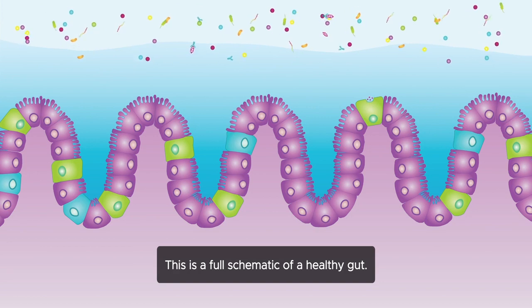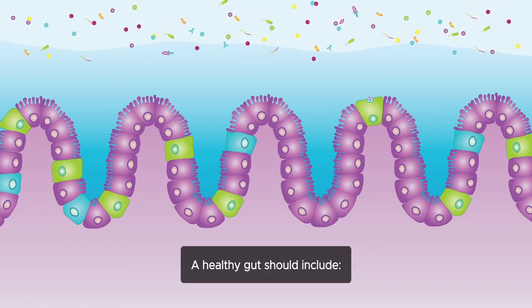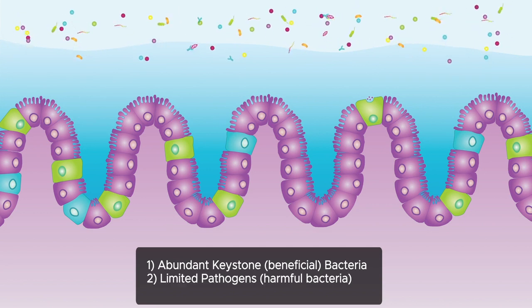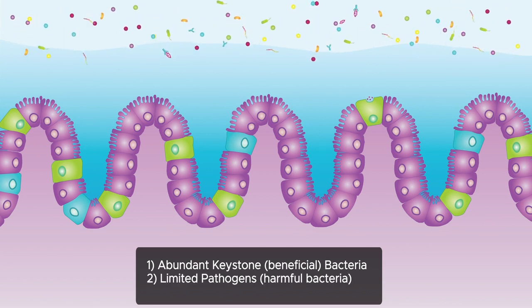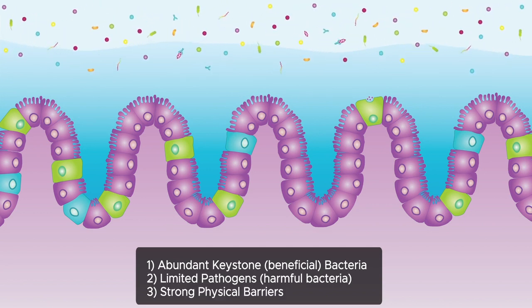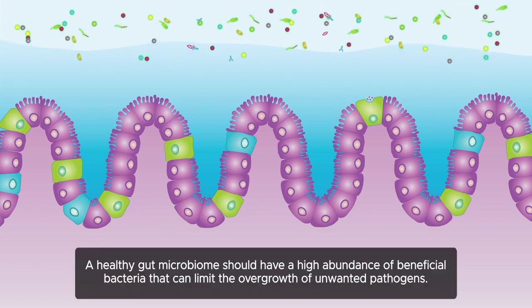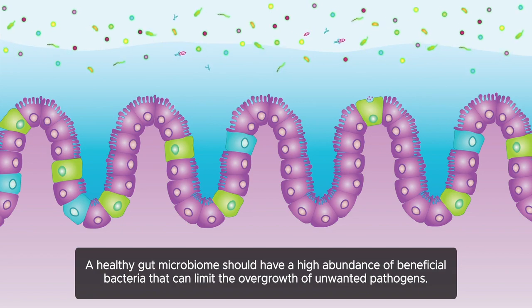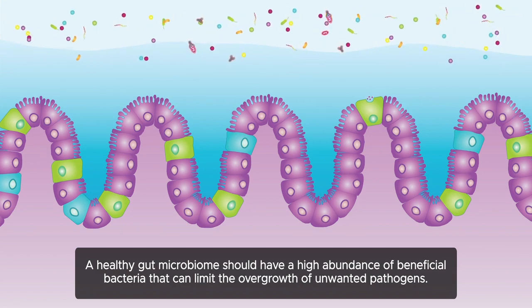This is a full schematic of a healthy intestine. A healthy intestine should include abundant keystone bacteria, limited pathogens or potentially harmful strains, and strong physical barriers. A healthy gut microbiome should have a high abundance of beneficial bacteria that can limit the overgrowth of unwanted pathogens.